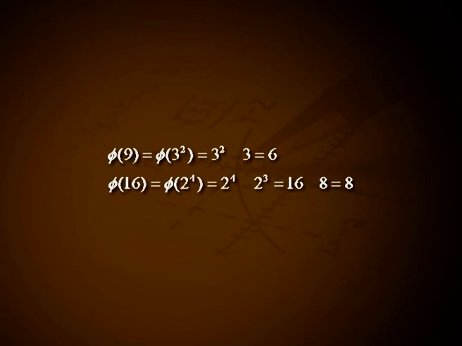Example 12. Illustration of Theorem 4. Phi of 9 is equal to phi of 3 squared, which is equal to 3 squared minus 3, which is equal to 6. Phi of 16 is equal to phi of 2 raised to 4, which is equal to 2 raised to 4 minus 2 cubed, which is equal to 16 minus 8, which is equal to 8.